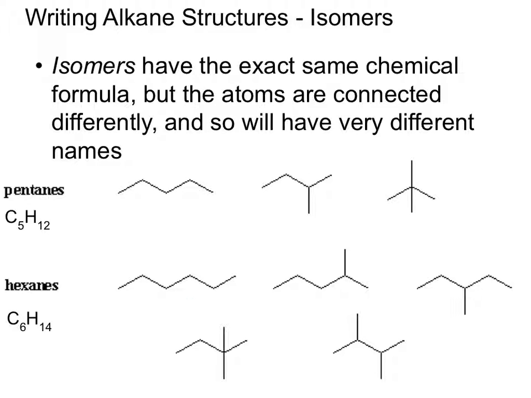Likewise, we have 5 different ways that C6H14 could come together. Again, all the same chemical formula, but the atoms are connected in different ways, making these isomers.